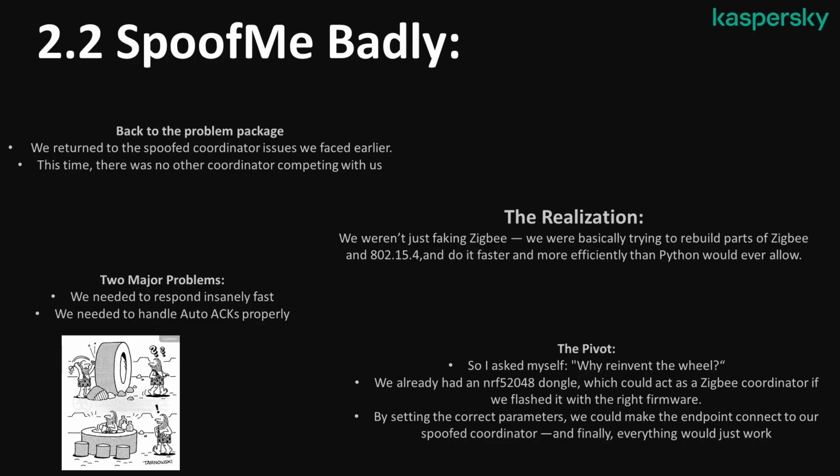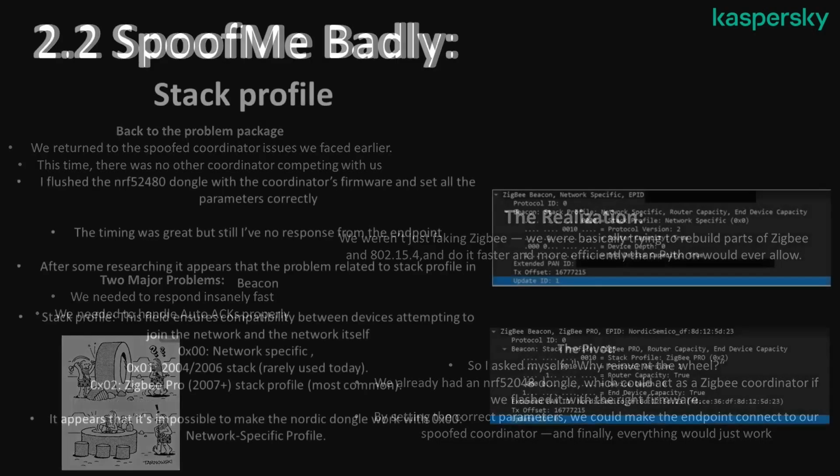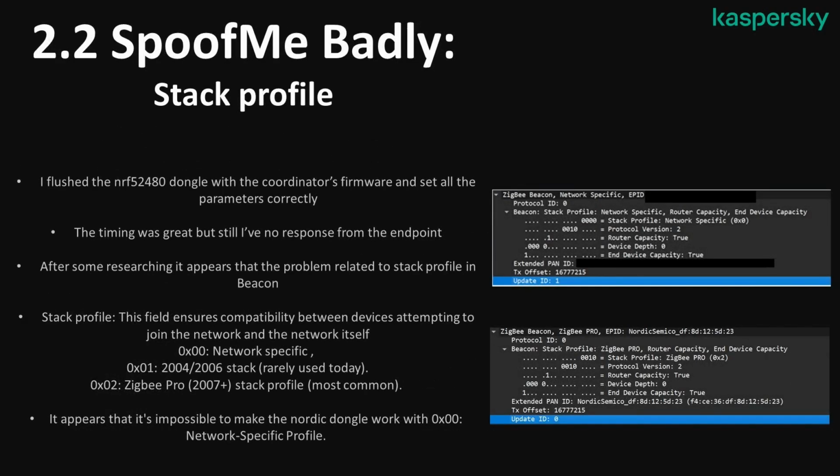So I came up with an idea: why should I reinvent the wheel? I can use this dongle from Nordic nRF, because this dongle is originally used for doing Zigbee stuff. I can just flash it with the coordinator firmware, set the exact extended PAN ID, and make the node connect to me. It seems like it answered very fast. Okay, everything is working, but still the node didn't choose this coordinator.